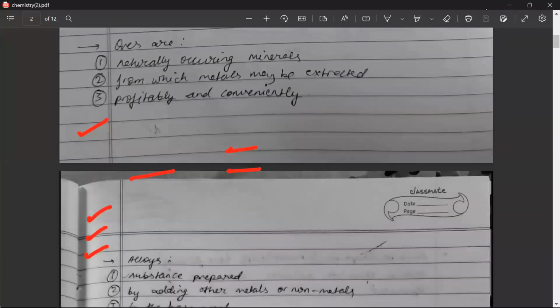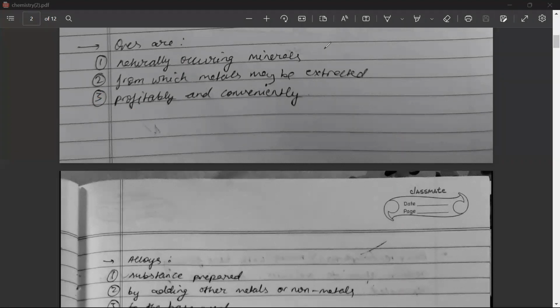Now what are ores? Ores are basically naturally occurring minerals from which metals can be extracted profitably and conveniently. So this is a very important point which has to be mentioned in the definition of ores. There are various keywords that have to be used in the definition, without which receiving marks would be much of a problem. So it would be advisable to use as many keywords as possible.